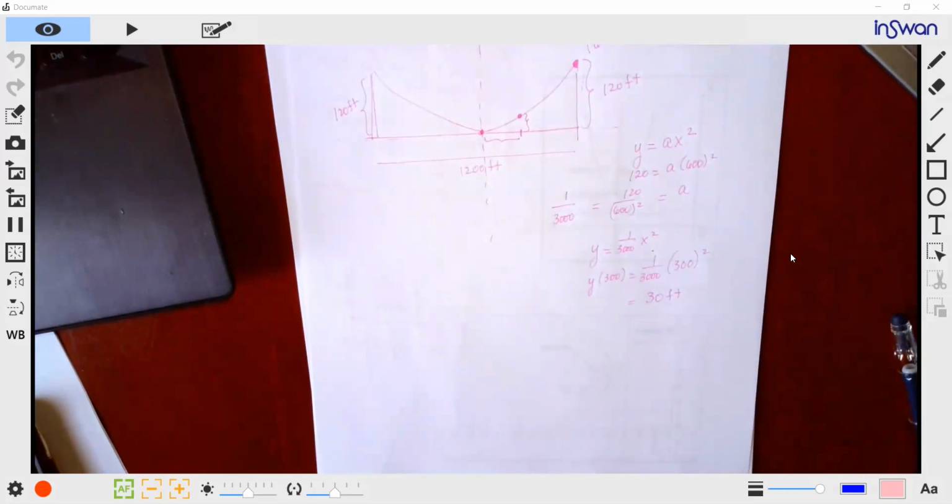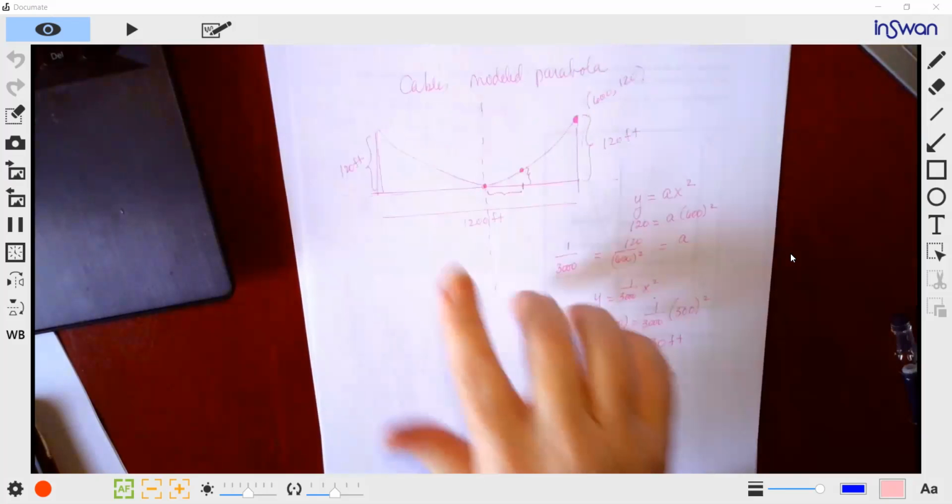Is that kind of what you wanted to see? Yes. Okay. Typically on one like that, you're just going to have to find a formula for whatever's being modeled. Like in this case, it was a parabola, or if it was elliptical or whatever, and then answer the question based on the graph or the picture that you've been given or drawn.